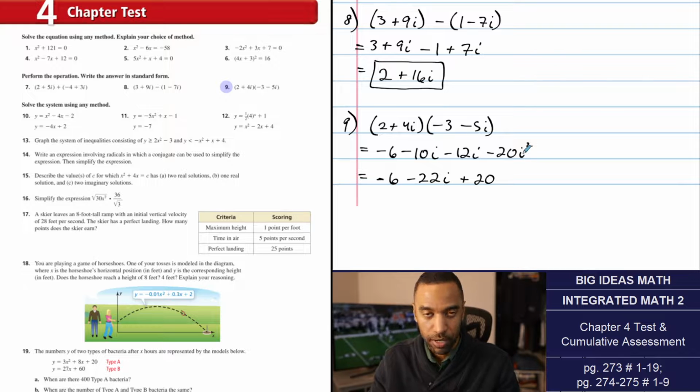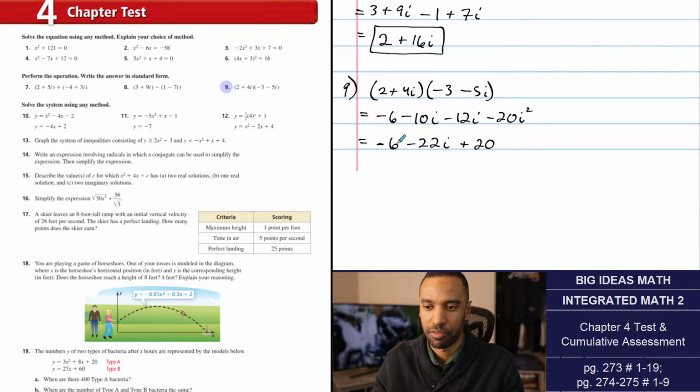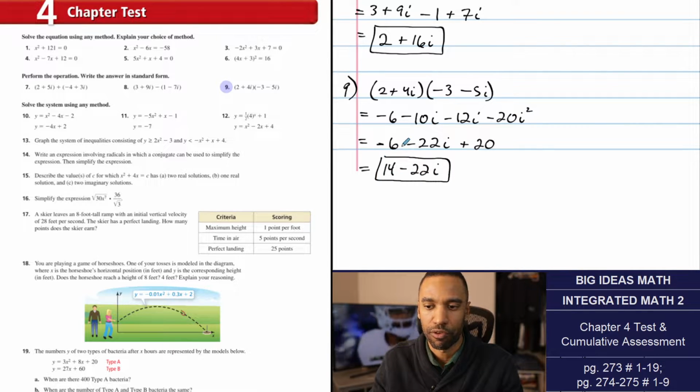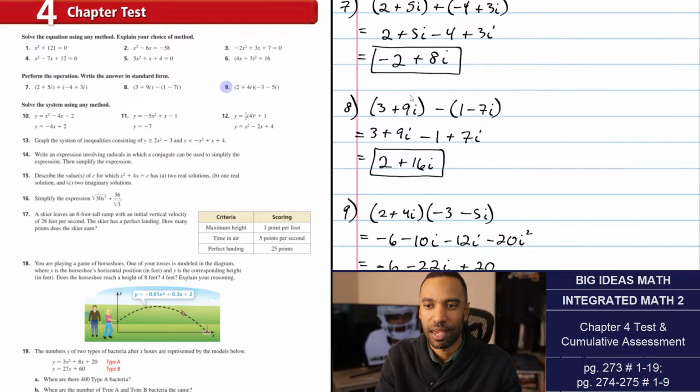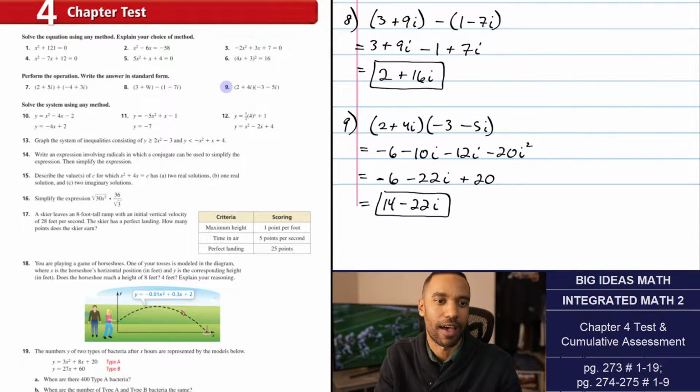I squared is negative 1. Multiply that by negative 20, you get positive 20. Negative 6 plus 20 is 14. You get 14 minus 22i. That's your standard form. And that is numbers 7, 8, and 9. Substantially faster than 1 through 6.